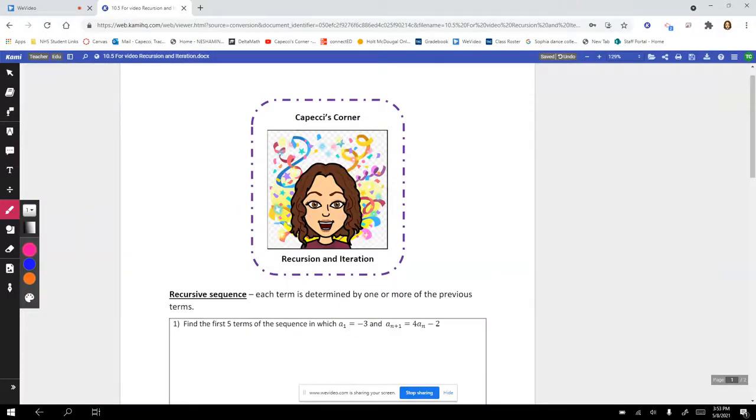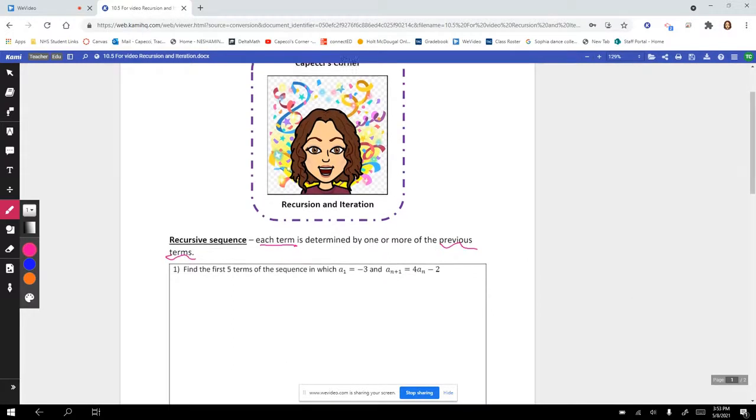Apache's Corner, we're going to look at recursion and iteration. A recursive system is one in which each term is determined by one of the previous terms. So we're going to keep looking back. So let's take a look at number one.